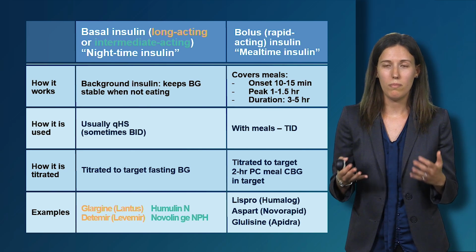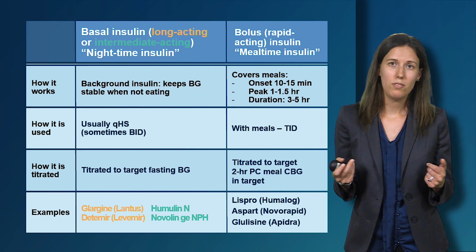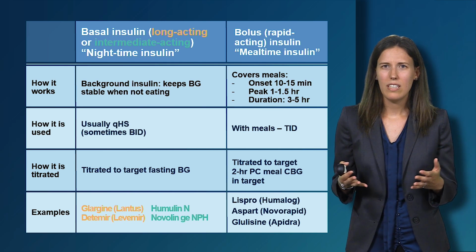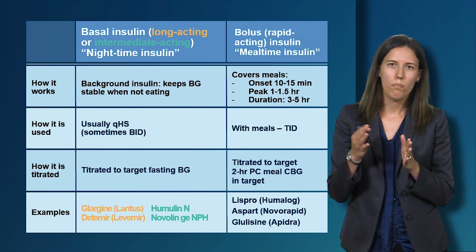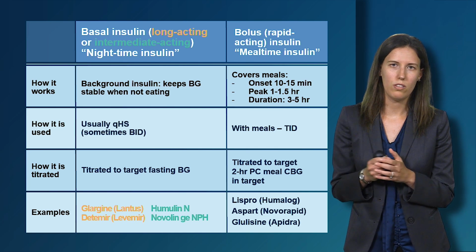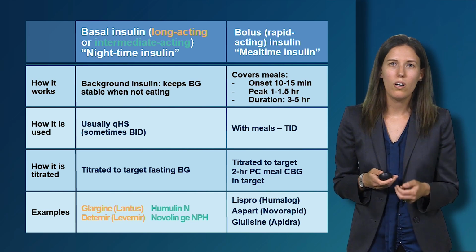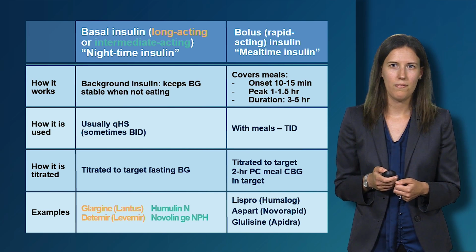It's usually given with meals 3 times a day, or sometimes a patient might take it once a day with their largest meal. And how it's titrated is it's titrated to target the postprandial blood sugar for that meal to be in target. And examples of this type of insulin include Humalog, NovaRapid, or Apidra.